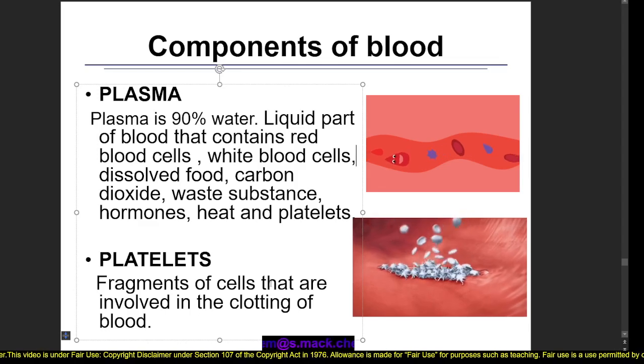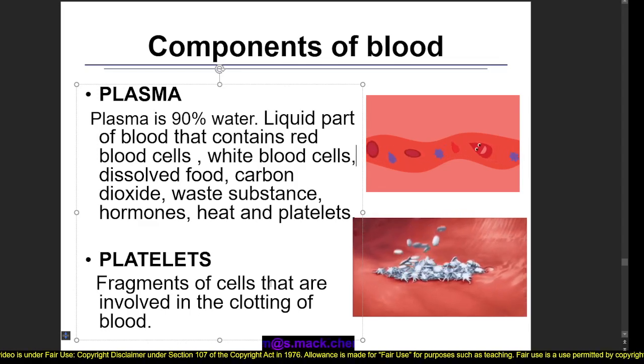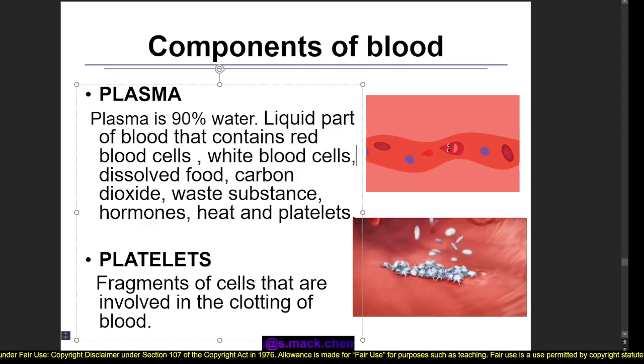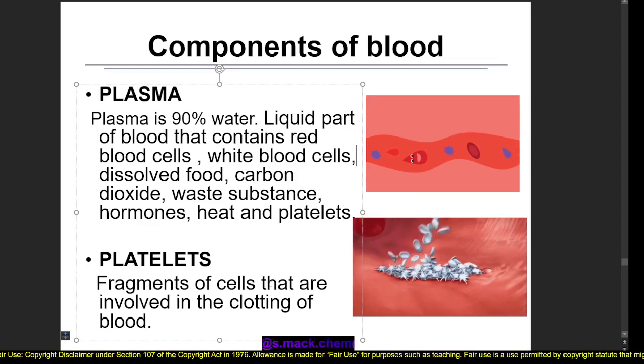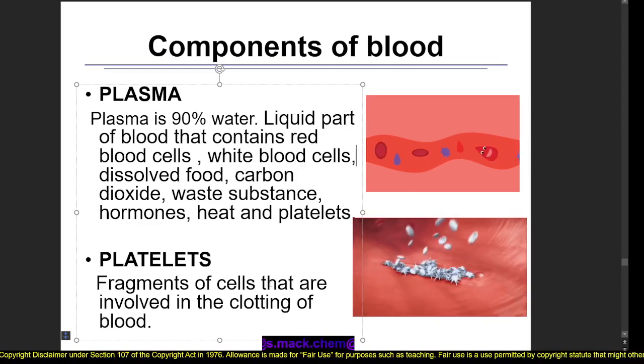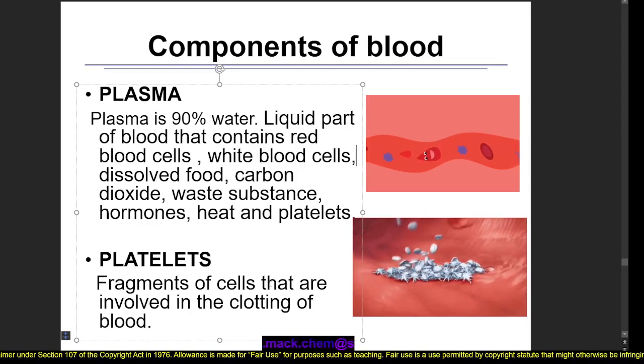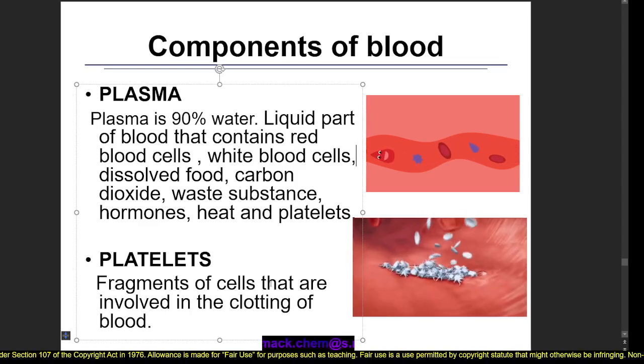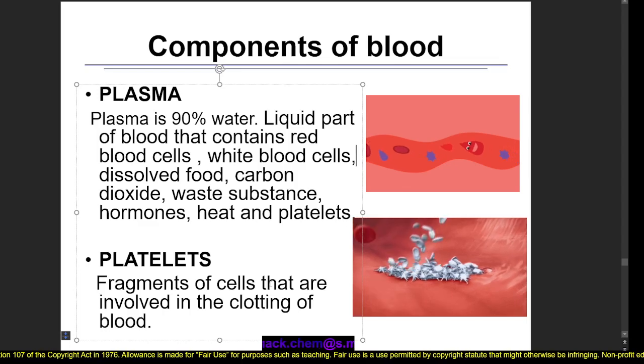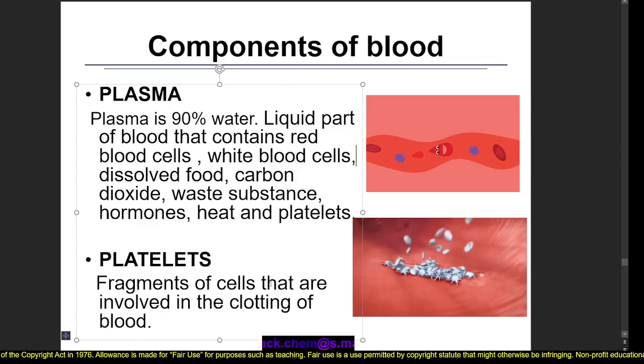And when they rush to the site of the cut, they're going to cause, as it says, blood clotting, right? So it's like, I guess, a gel, or it's just going to collect there and prevent any more blood from escaping through the surface of the skin. So this is plasma and platelets.